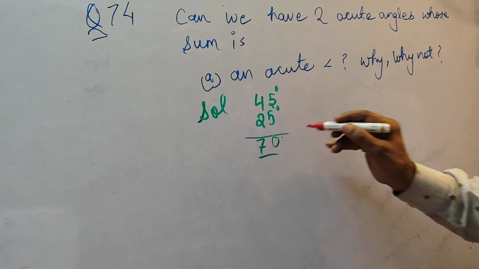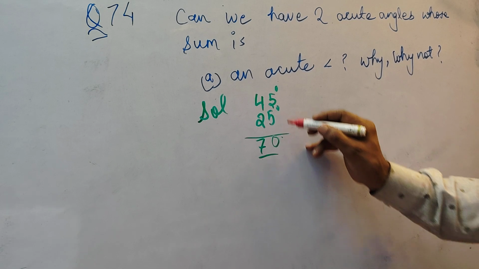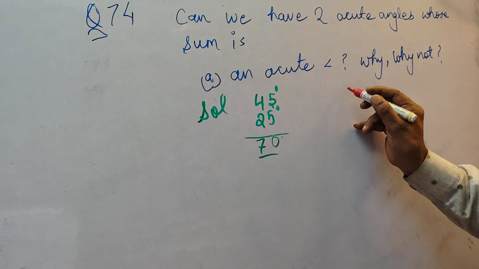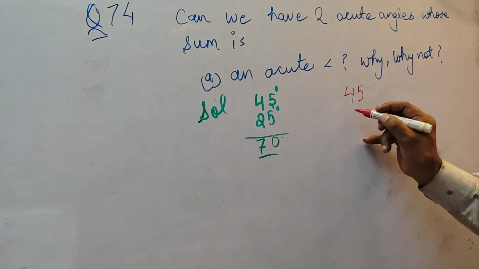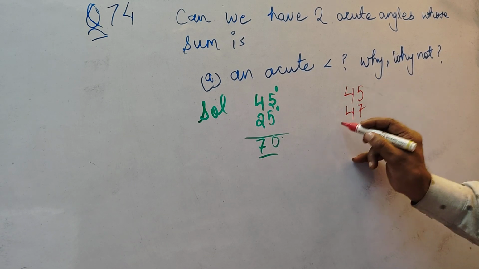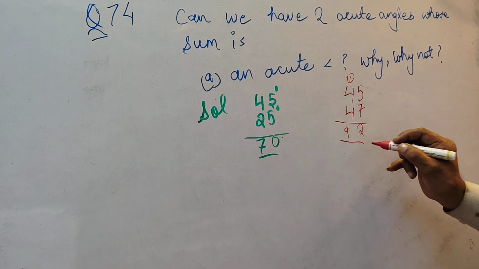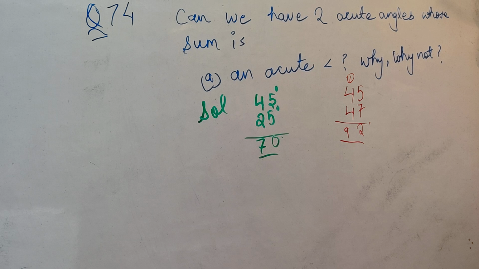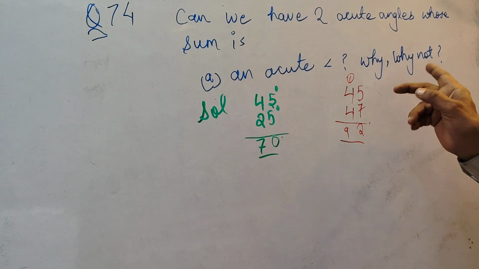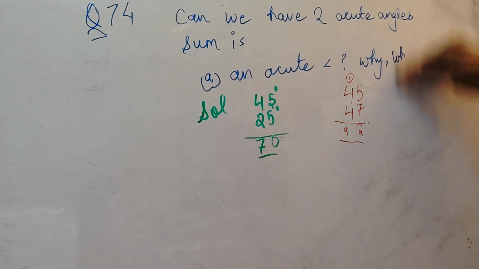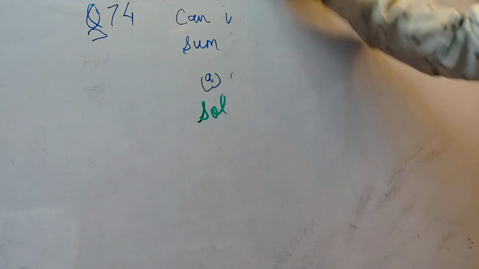In the case of yes, we can take smaller angles like 45 and 25. But if we take larger angles, so that the sum goes beyond 90 degrees, then it is an obtuse angle. So sometimes it is possible and sometimes it is not, but the sum can be less than 90 as well.